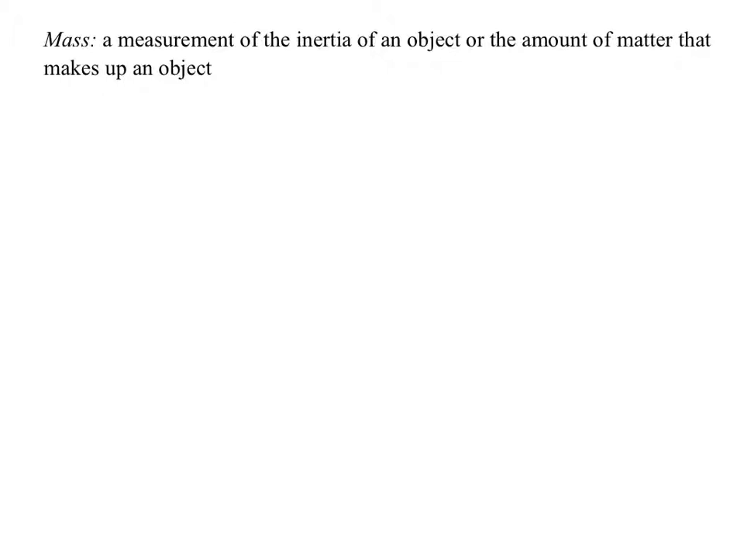So when you think of mass in the past, you thought of how much stuff you have. That's what mass is, the amount of matter. But this first part of the definition is the confusing part: a measurement of its inertia. Let me give you these examples so you can understand this.